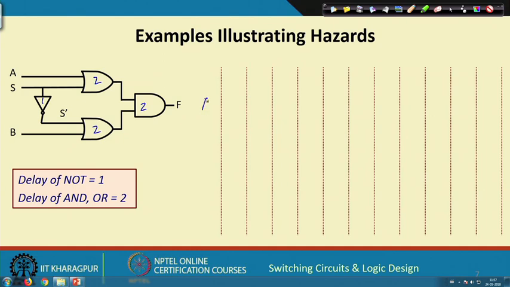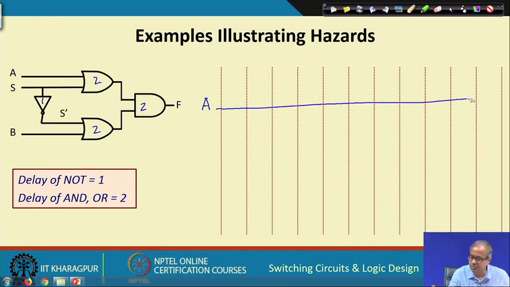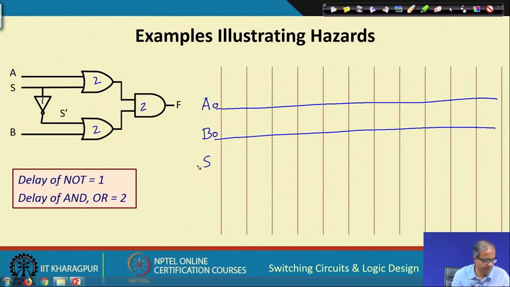Let us show a typical scenario. Suppose this input signal A is applied constant 0. So, we have applied a constant 0 here. B is also constant 0. Now, what do we do with S? S, let us say it was 0, here we make it 1 and then we leave it as 1.